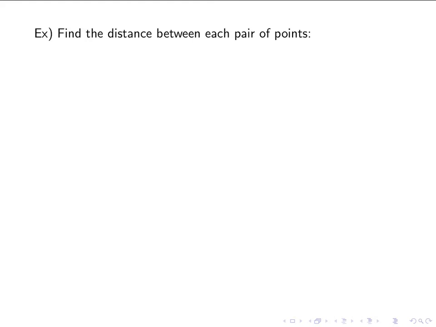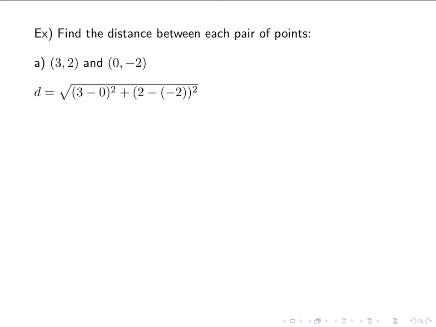So find the distance between each pair of points. The first pair is 3, 2 and 0, negative 2. So I'm going to plug them in. I have x2 minus x1. Since I'm squaring it, the order doesn't matter. If I do x1 minus x2 or x2 minus x1, the only difference there is a negative, and then again when I square it, it becomes positive.